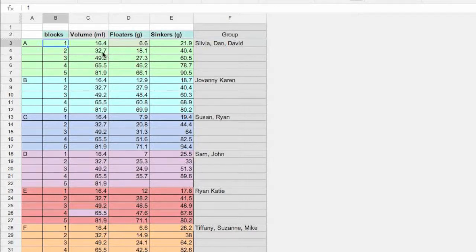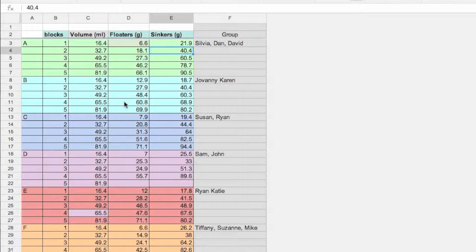Then as they went through here, they tried a 2 block combination, and they found one that floated. It happened to have a mass of 18.1 grams, and one that sank that happened to have a mass of 40.4 grams. And so they would continue trying to find a sinker and a floater all the way down to 5 blocks. But they're not alone. Meanwhile, Giovanni and Karen, or Susan and Ryan, or Sam and John, these other groups are collecting their data, and all of this data is going to be pooled.